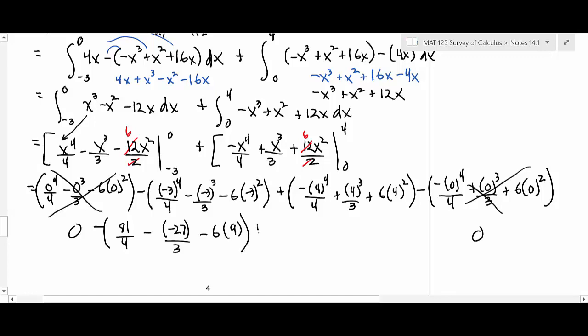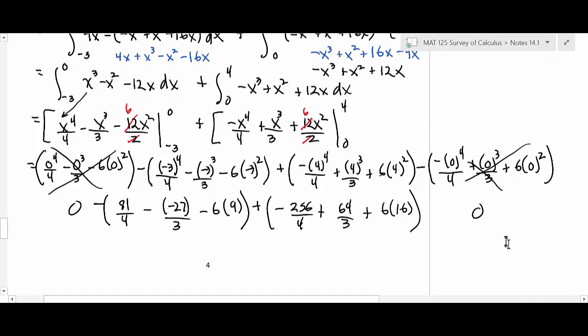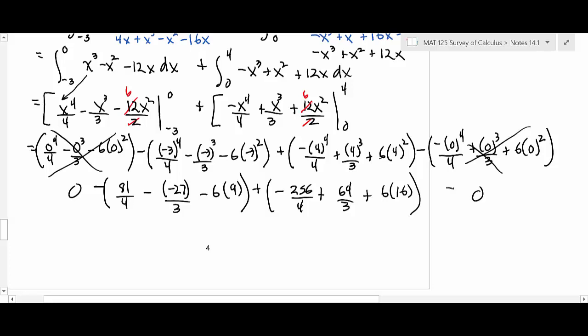Okay, we go to the next thing. 4 to the 4th is 256, I think. You might check me, I think I'm right. 4 to the 3rd is 64 over 3. And then this is 6 times 16. So I'm just doing the exponents like that. I got the zeros, so I don't have to worry about that.